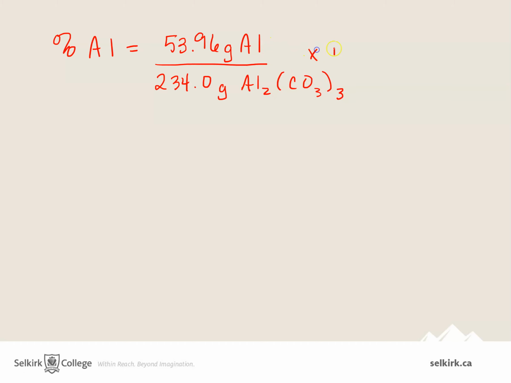And to make it a percentage, I'm going to multiply by 100%. I got my calculator at hand here. 53.96 divided by 234 times 100 is 23.1% aluminum. Oops, lost a significant figure. That's 23.06.